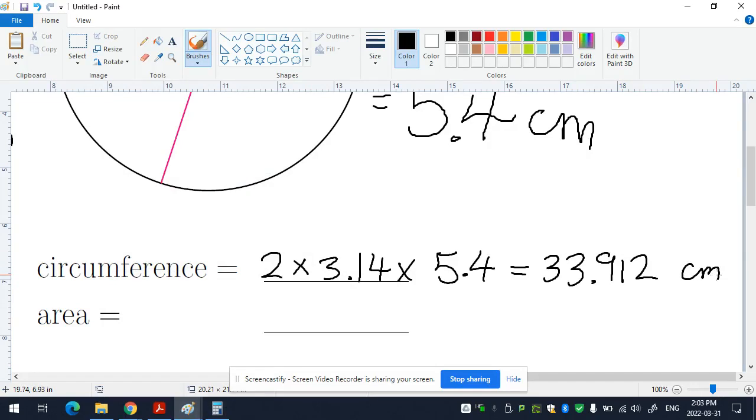Okay, so if I tie a string from one point on the circle and turn perfectly all the way back to that point, I am definitely going to get a length of string of 33.912 centimeters. How about the area? What happens to the two? Where does the two go?